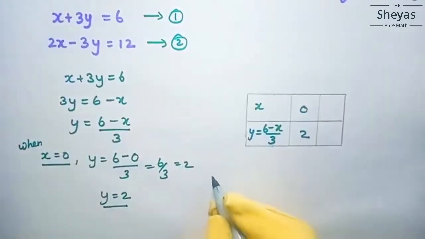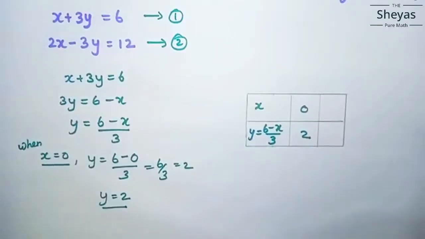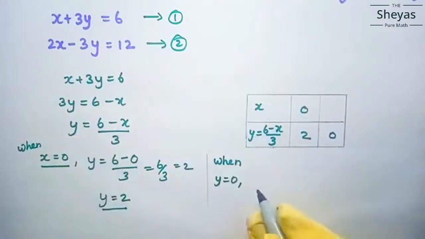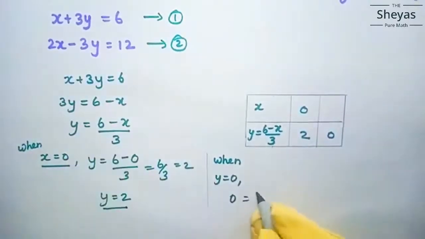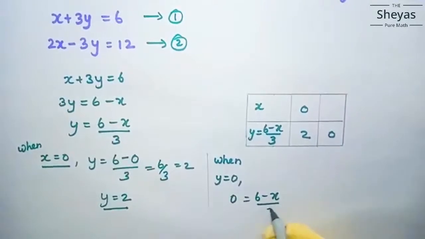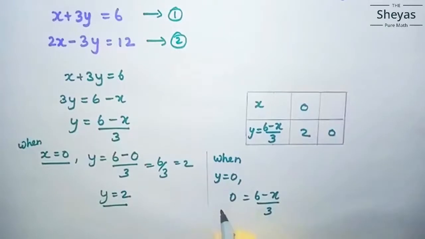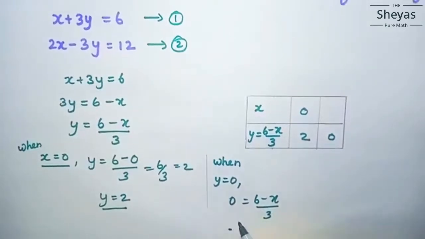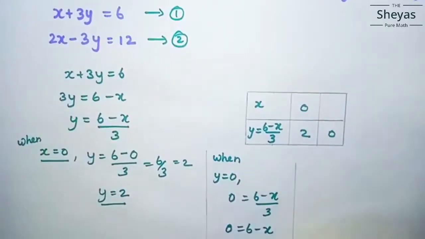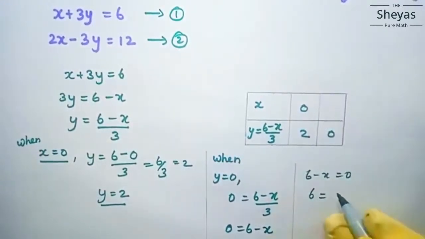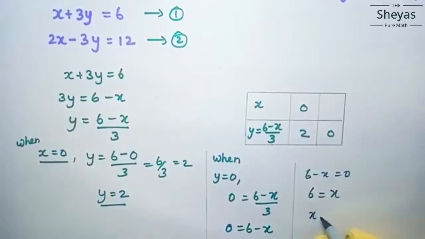Then when y is equal to 0, so I am writing y value 0. So what happens? 0 is equal to (6 minus x) by 3. When you multiply 0 into 3, it will be 0 only. So 0 is equal to 6 minus x. So 6 minus x is equal to 0, 6 is equal to x. Therefore, x value is 6.